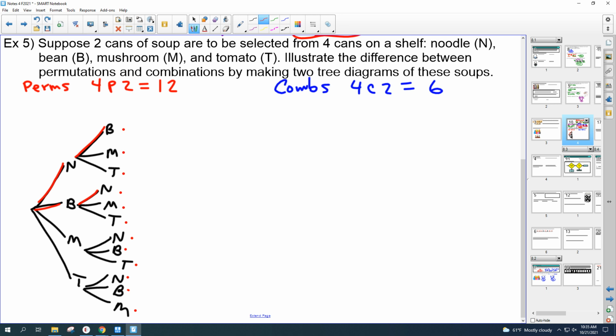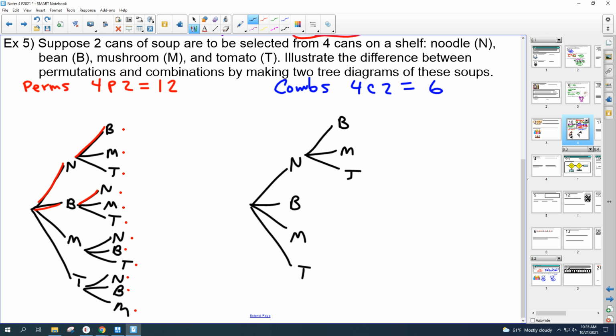But now combinations, order does not matter. And so my first choice is still the same. I could go noodle, bean, mushroom, tomato. And then my second choice, if I went noodle first, I could go bean, mushroom, tomato. So same thing. But now the next one's going to be slightly different, because if I chose bean first, then bean noodle would be the exact same thing as noodle bean. If order does not matter, noodle bean, same thing, bean noodle, same thing. So I wouldn't go bean noodle, I'd just jump straight to bean mushroom or bean tomato.